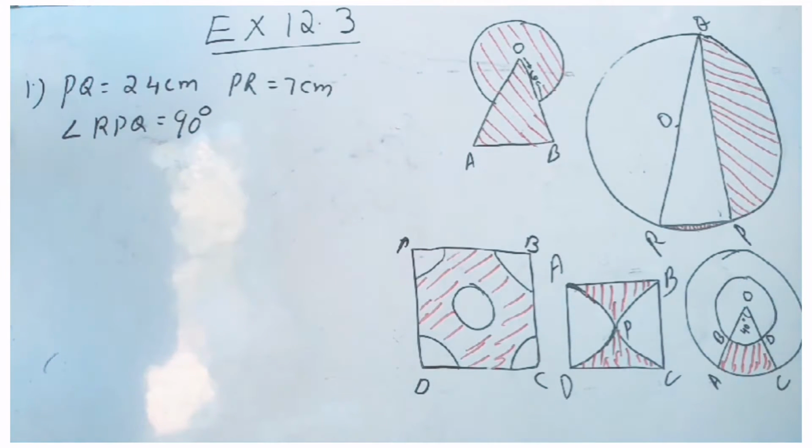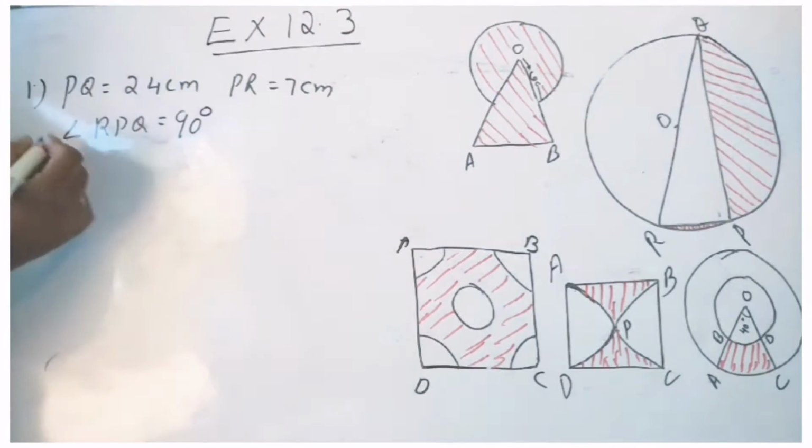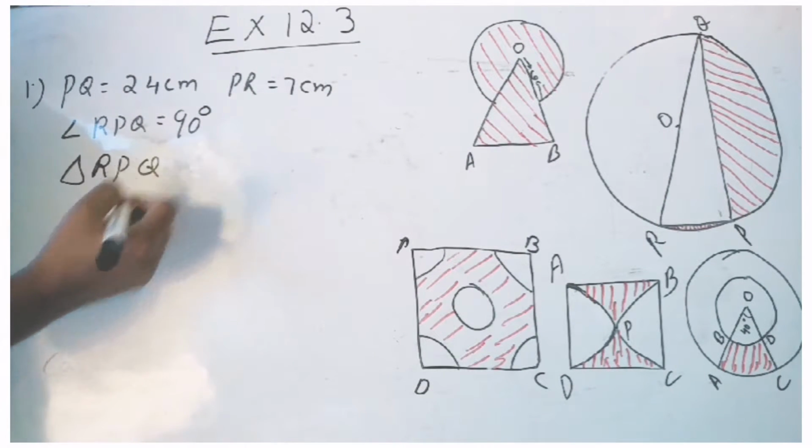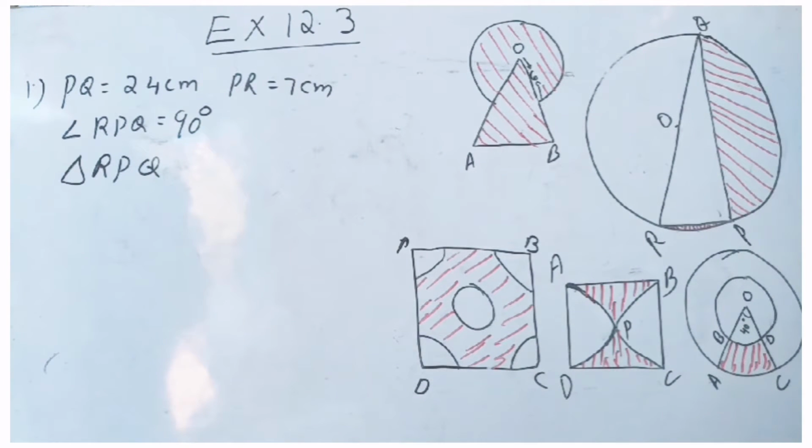RQ is the diameter because that passes through the center. Therefore, that angle RPQ is an angle in a semicircle and an angle in a semicircle is equal to 90 degree. That means the triangle RPQ is a right angled triangle.